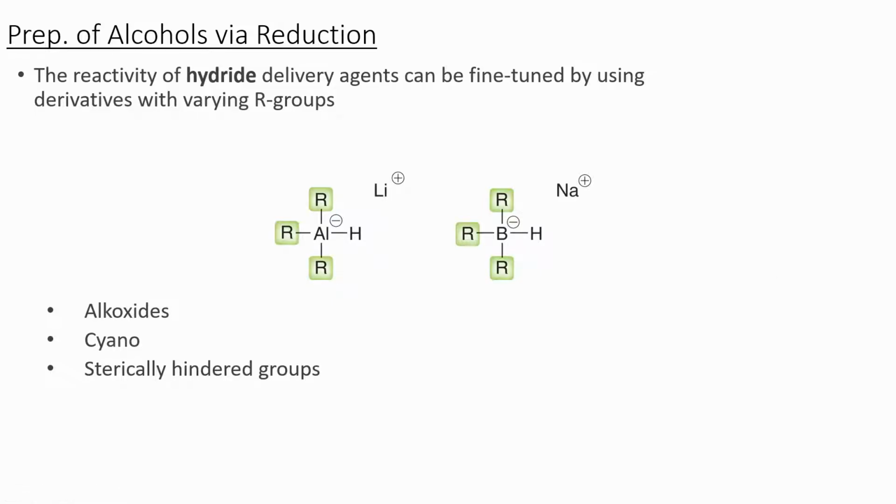We can also change the reactivity of these 2 reagents by changing the groups that are attached to the central metal. So in these 2 examples, we've replaced the hydrogens with R groups, and depending on what we have attached in these R groups, we can increase the steric bulk of the metal, which will reduce the reactivity of the hydrogen. And we can target specific functional groups to reduce by using this.